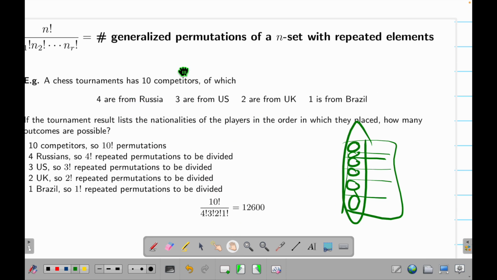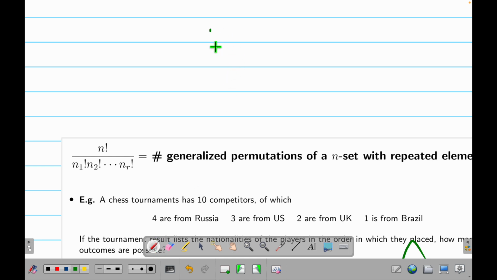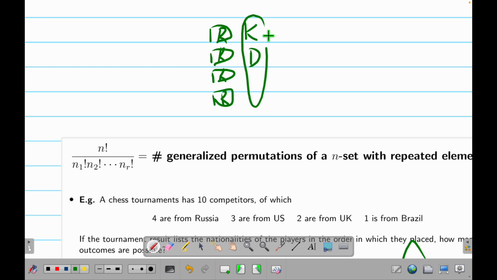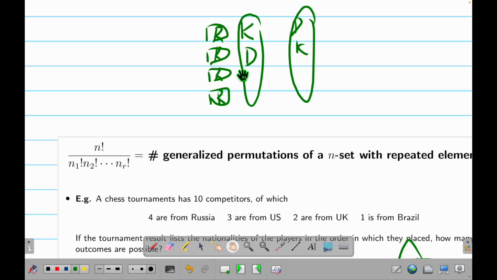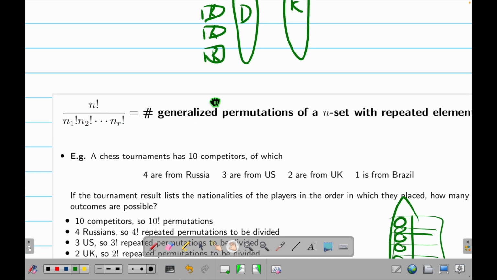Now I'm asking, how many possible permutations are there? This is important, because let's say the Russians are very good, so Russia takes all the first 4 positions. But if we talk about flags, we don't care which is the first one. If we talk about persons, maybe this person K and this person D are different. So this is one permutation, this is another permutation. Now we talk about flag or country, so we don't care about the person. So how do you count it?